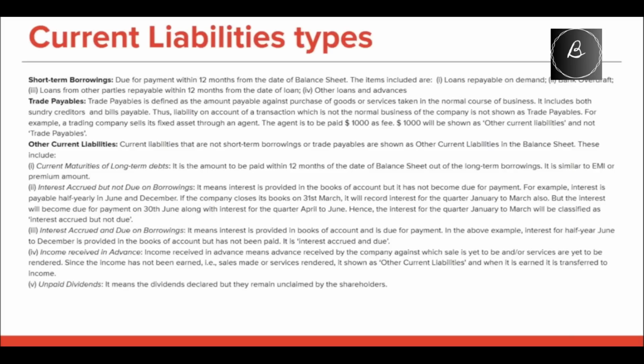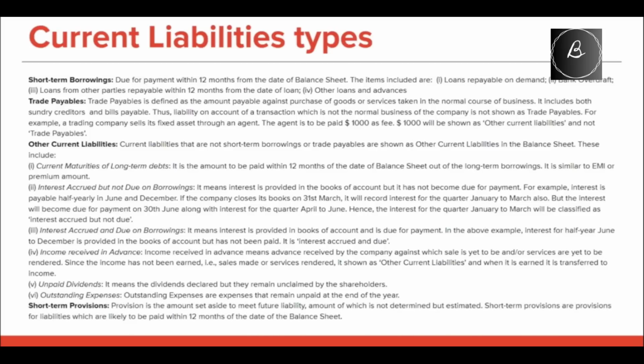5. Unpaid dividends. It means the dividends declared, but they remain unclaimed by the shareholders. Number 6. Outstanding expenses. Outstanding expenses are expenses that remain unpaid at the end of the year.